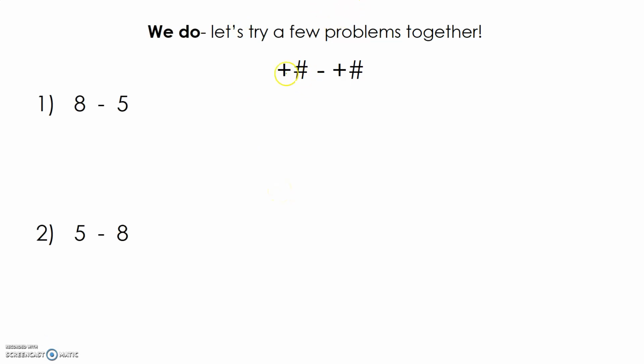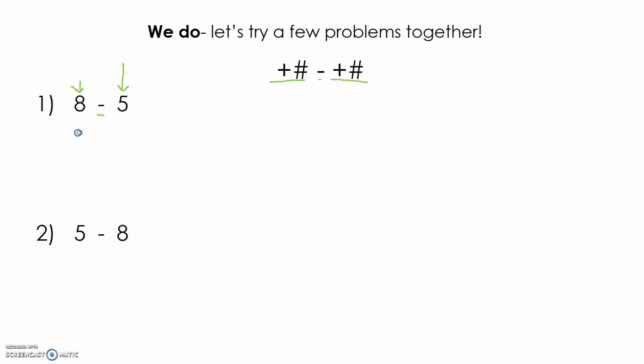So here we have a positive number minus a positive number. So if you notice 8, guys, 8 is positive and so is 5, and we are subtracting these two. But 8 is larger than 5. Notice number 2, 5 is not larger than 8, so that's going to change our answer. So let me show you with two colored counters how that's going to look.